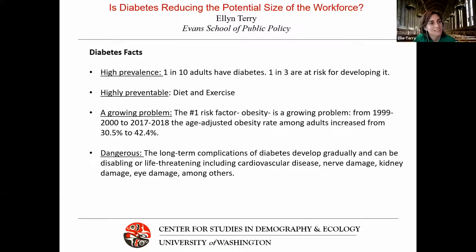Thanks, Maxine. So America has a big problem. 1 in 10 adults have diabetes and 1 in 3 are at risk of developing it. This is a problem because it's a highly dangerous disease. People with diabetes could develop conditions which are debilitating, such as cardiovascular disease, nerve damage, and kidney damage. These health problems hurt quality of life, shorten lifespans, and they reduce people's ability to provide for their families by working. So in this project, I focused on economic consequences of the health problems caused by diabetes. Specifically, I asked, is diabetes reducing the potential size of the workforce?